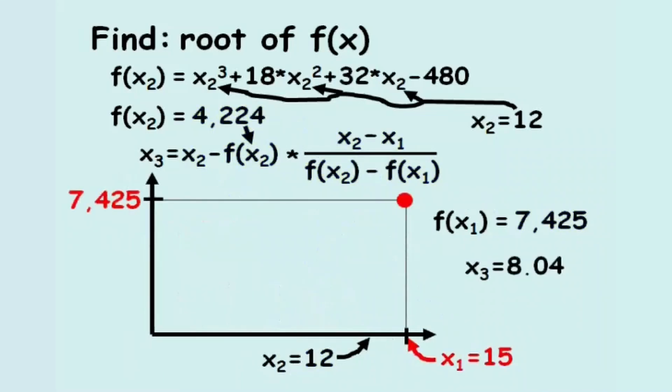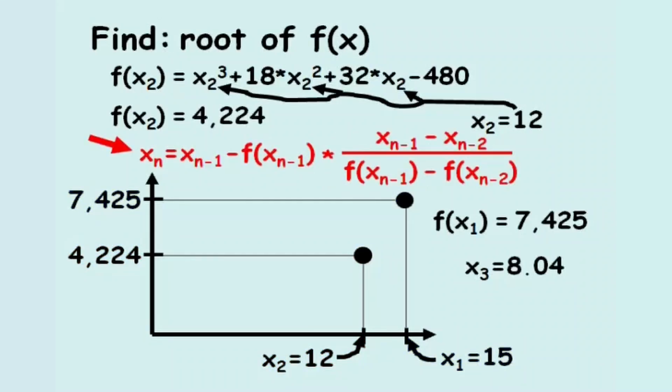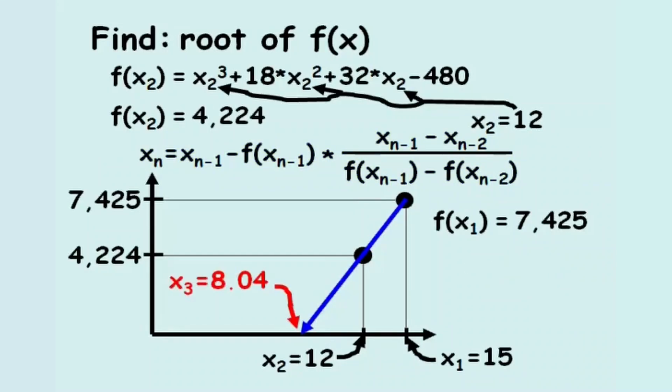If we plot out point x1, f of x1 and point x2, f of x2, then our equation to find the next value of x simply draws a straight line between these 2 points, and our next value of x is where that line intersects the x-axis.